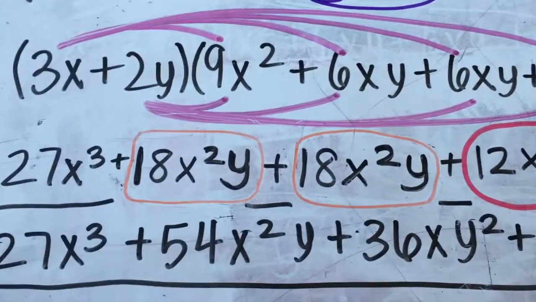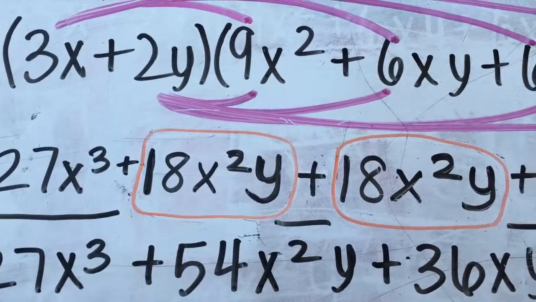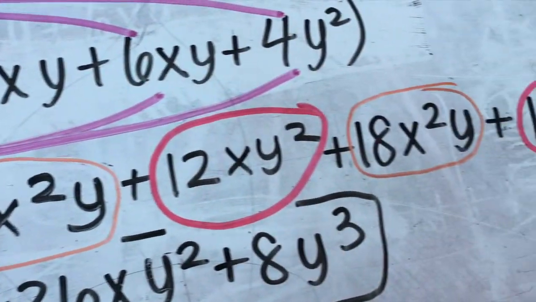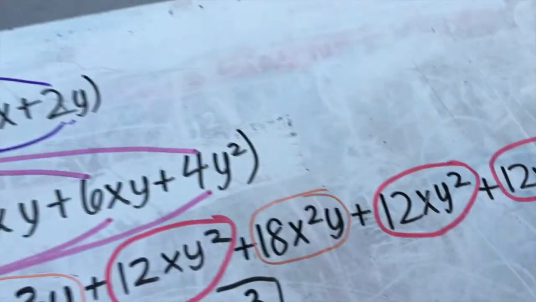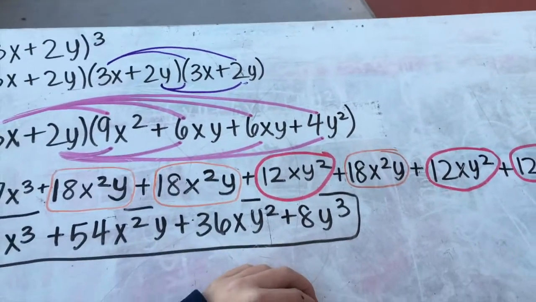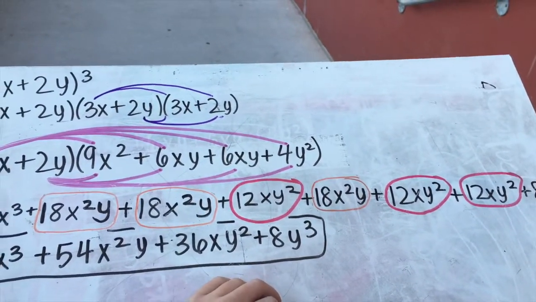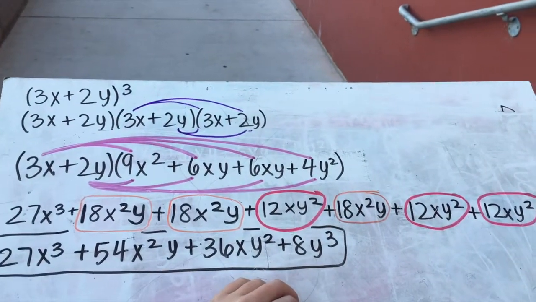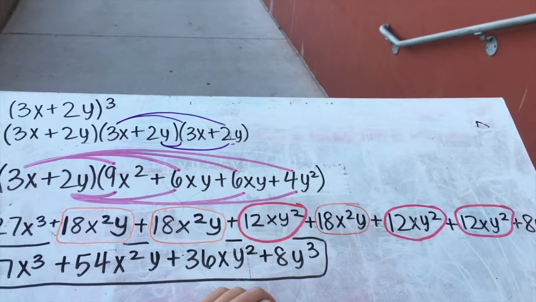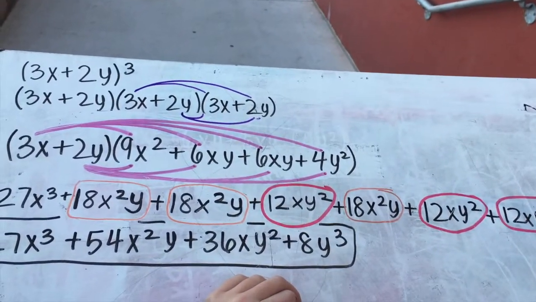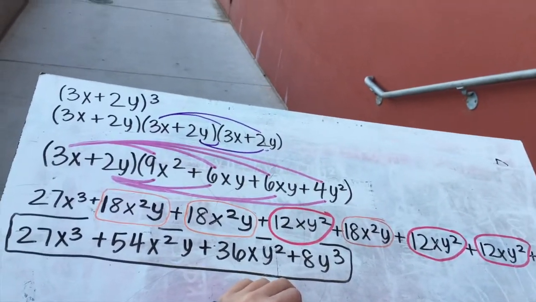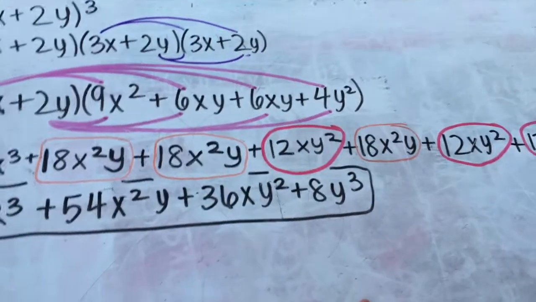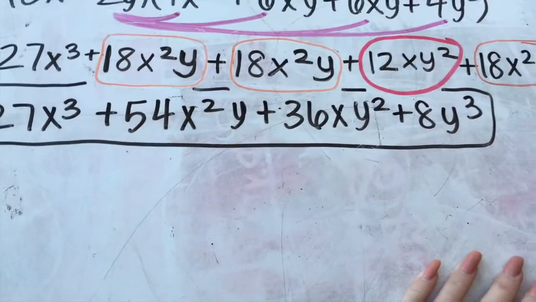Then you get 27x cubed plus 18x squared y plus 18x squared y plus 12xy squared plus 18x squared y plus 12xy squared plus 12xy squared plus 8y cubed. And then you combine like terms. Orange is the x squared y, and the red is the xy squared, like terms. Then you get 27x cubed plus 54x squared y plus 36xy squared plus 8y cubed.